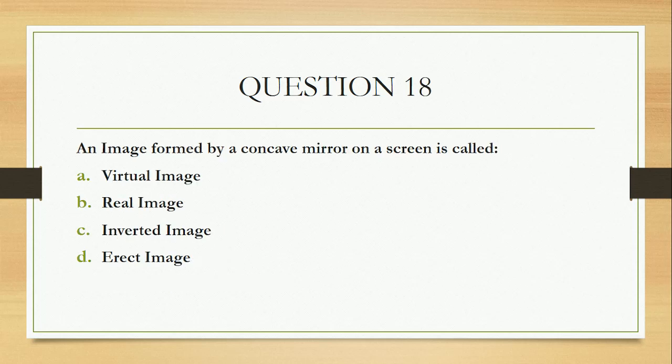Our next question is, an image formed by a concave mirror on a screen is called option A, virtual image, option B, real image, option C, inverted image, or option D, erect image. And the correct option is option B, real image.